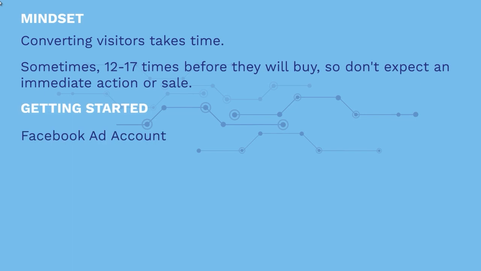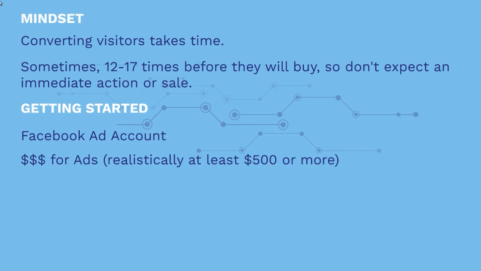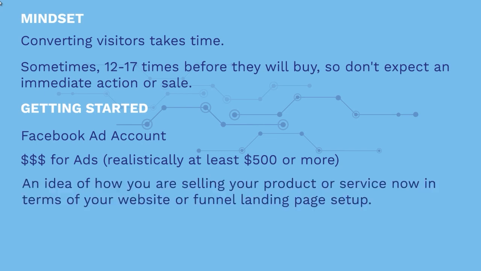Now, to get started, you're going to need these things. You're going to need to have a Facebook ad account. In doing so, you'll also need to have a Facebook business account. You can go to business.facebook.com to get access to a Facebook business account. Having a business account is separate from the Facebook ad account. You'll obviously need money for ads, realistically at least $500 or more. This is not free by any means, but it's a great way to test things and find results right away.